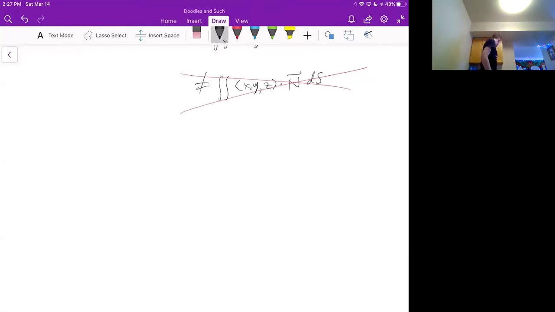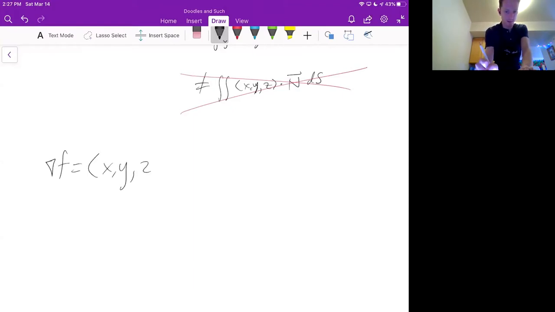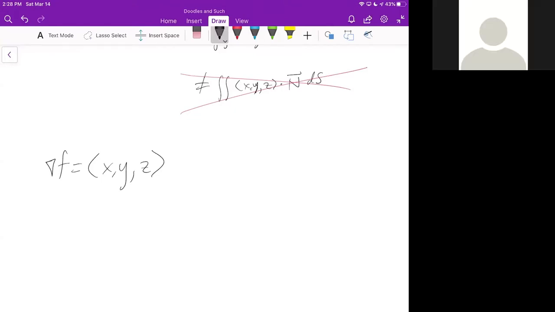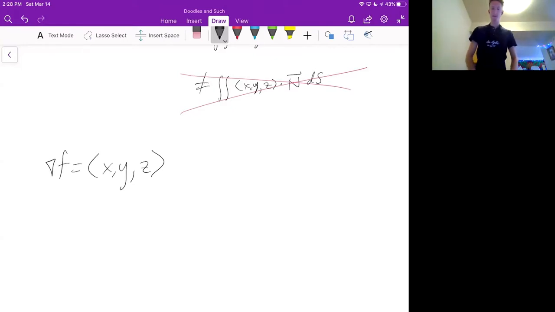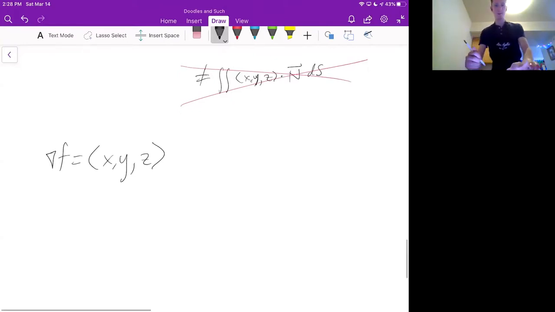So I want a function f so that the gradient of f is x comma y comma z. What could I choose? Couldn't you use 1/2 x squared plus 1/2 y squared plus 1/2 z squared? Yeah, I think that's the best choice. There are many other choices, but that's the best one.